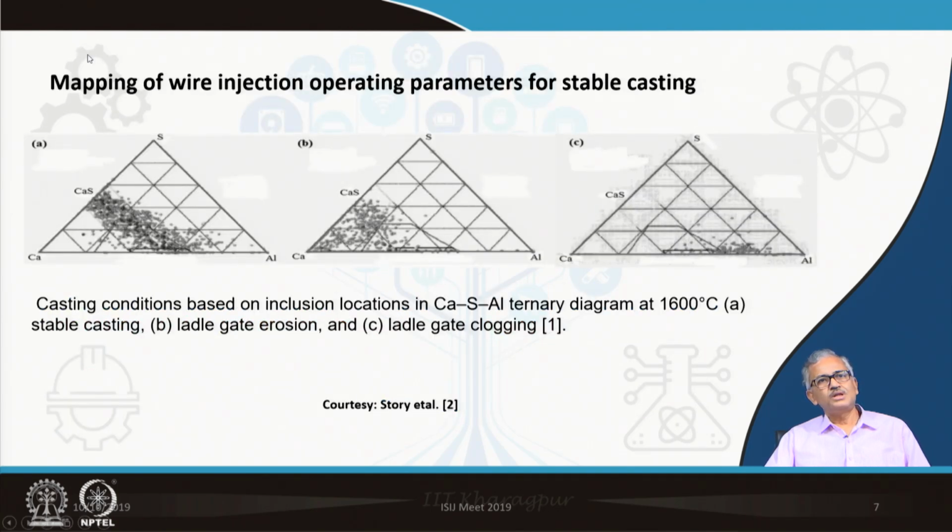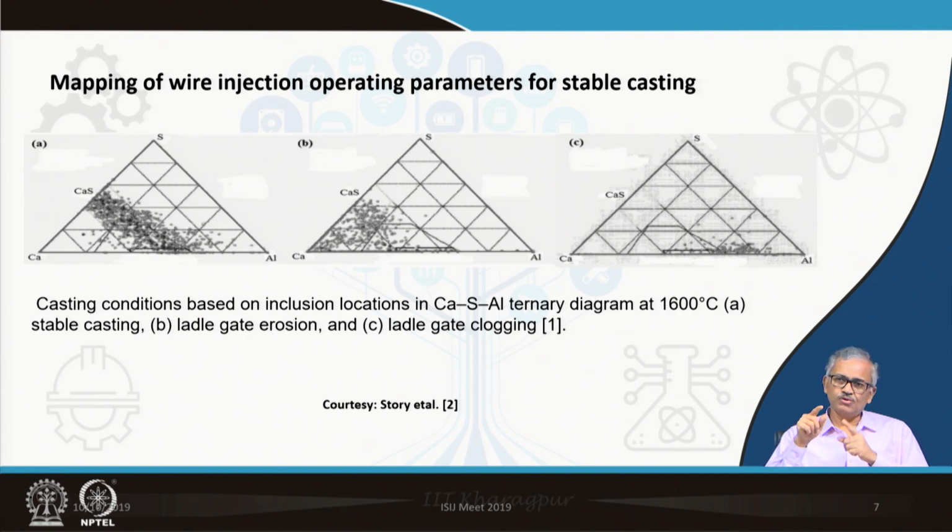Now another very important thing: mapping of the wire injection operating parameters for stable casting. Stable casting means, as you know, calcium injection is done basically for stable casting as well as for inclusion modification. Stable casting is when you can make the casting uninterruptedly. Interruption can take place if suddenly the supply of the liquid becomes less, then the casting can be very unstable, because the liquid always has to be supplied at a constant speed to the continuous caster.